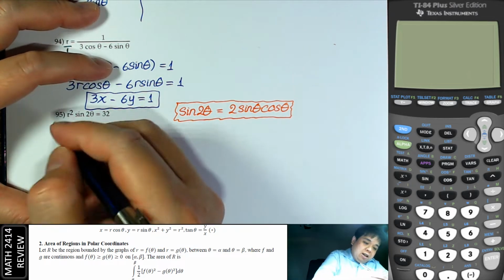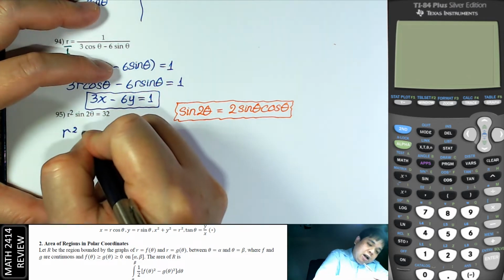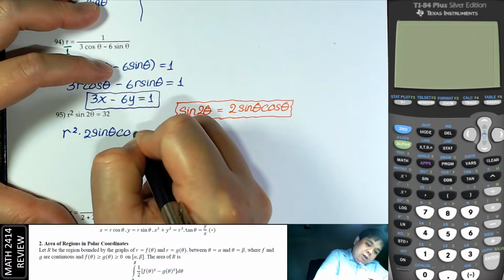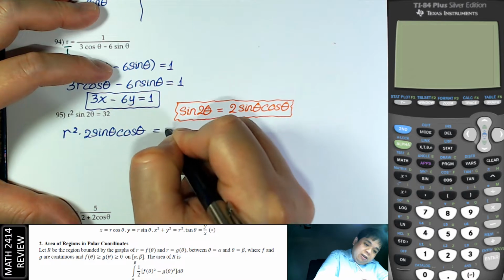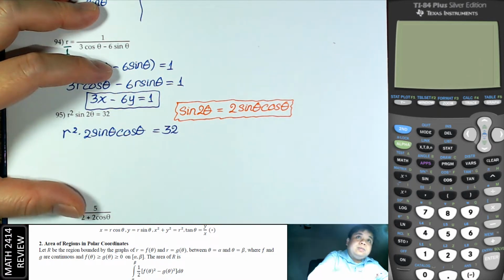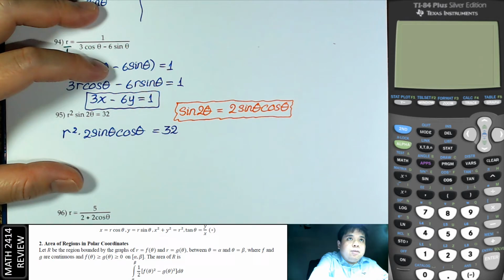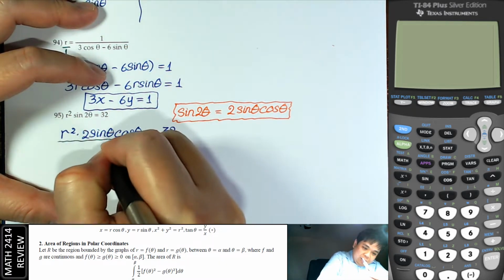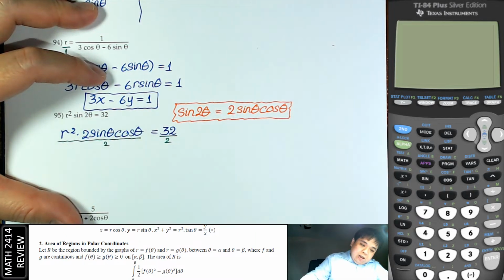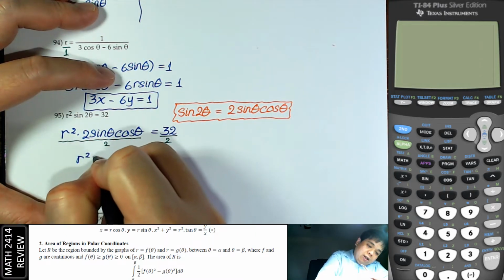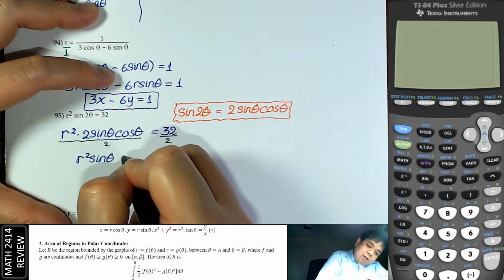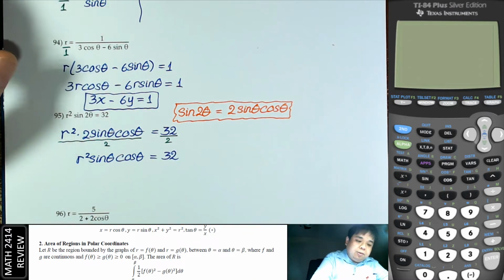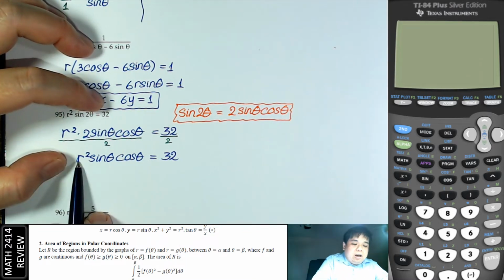So I'll replace that in here. Sine 2 theta is 2 sine cosine, that double angle. We can divide by 2 on both sides. So we have r square sine theta cosine theta equal to 32. Now we have r square sine cosine.